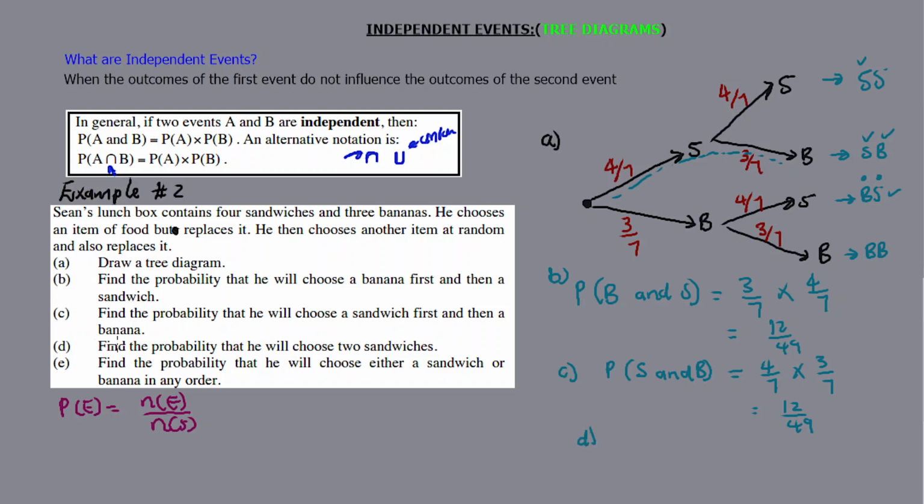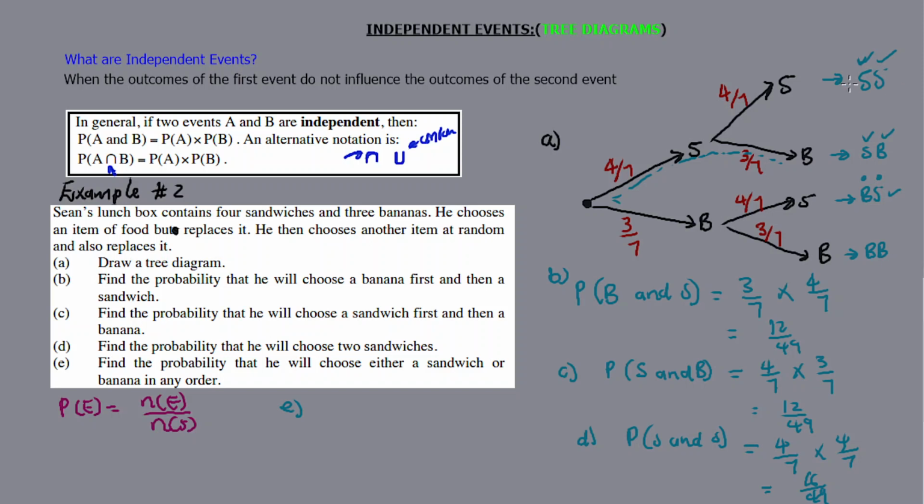D, find the probability that you will choose 2 sandwiches. It's the first one. The probability for a sandwich and a sandwich is equal to 4 over 7 times 4 over 7. Our answer is 16 over 49. Then for the last one, find the probability that you will choose either a sandwich or a banana in any order.